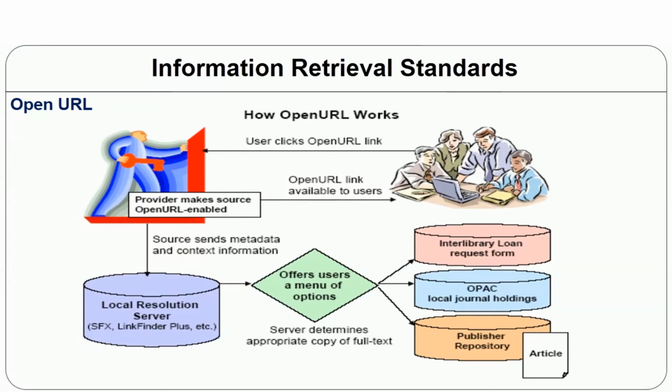Then how does OpenURL work? Let us see the picture once again. The user clicks on an OpenURL, and the OpenURL link made available to the user by the provider makes the source OpenURL. The source sends the metadata and the context information. The local resolution server resolves it and offers the user a menu of options, and the menu is shown here, such as the OPAC or the published article, whatever it is, and that can be resolved. This is how it is working.